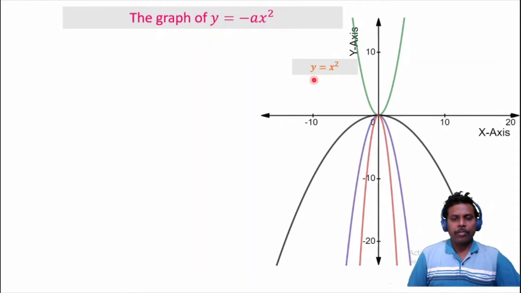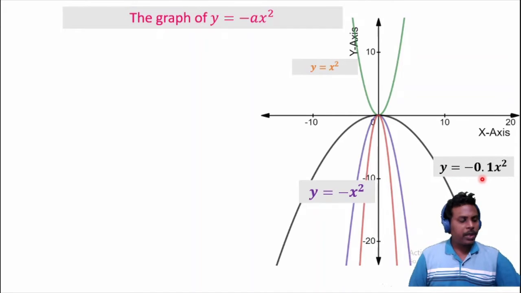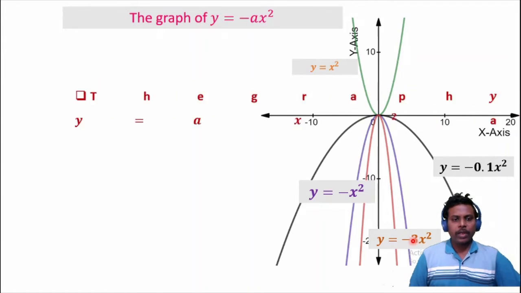This is the graph of y is equal to x square, and this violet or purple color graph is the graph of y is equal to minus x square, and this is the graph of y is equal to minus 0.1 x square, and the innermost curve is the graph of y is equal to minus 3 x square. Now here are some points to be noted.